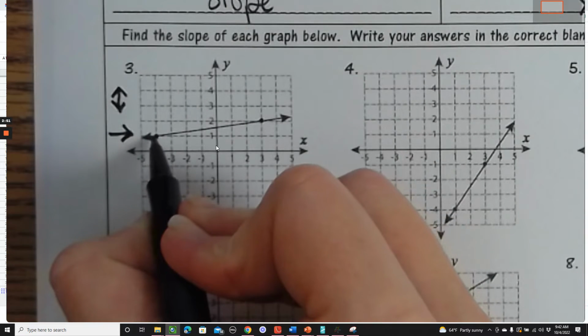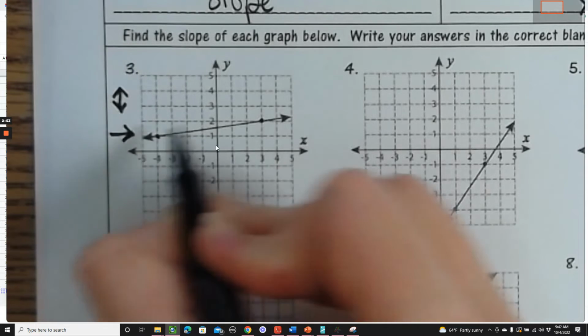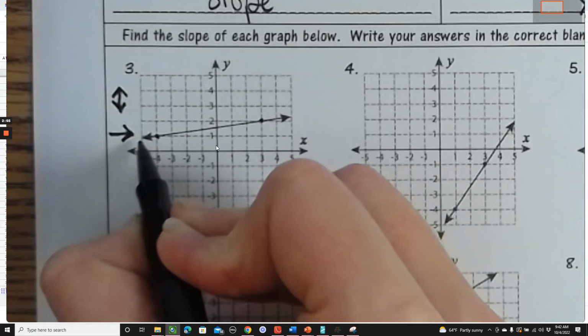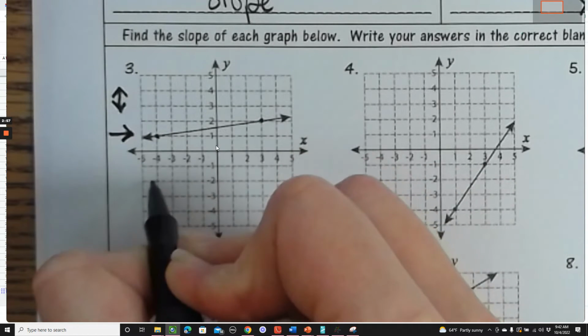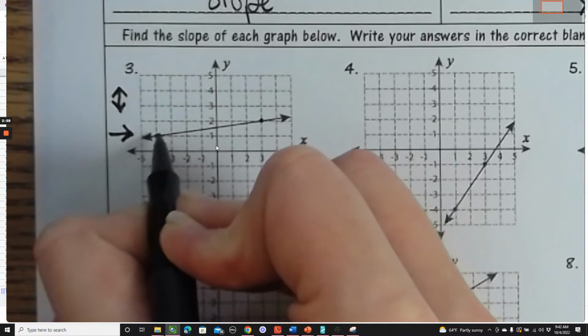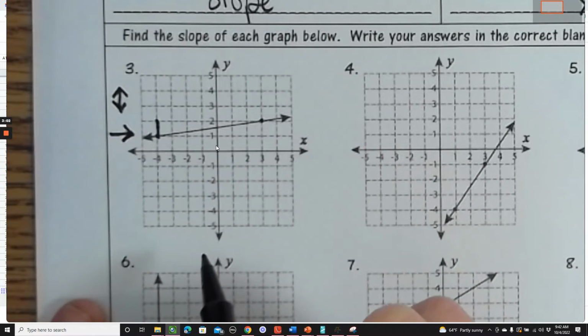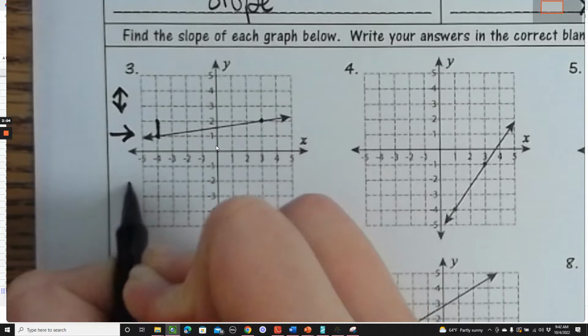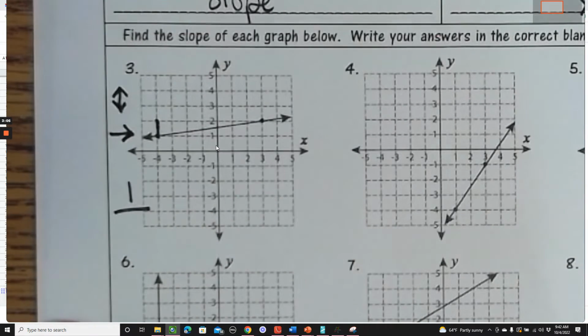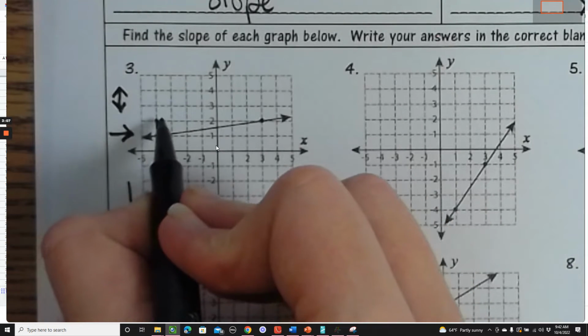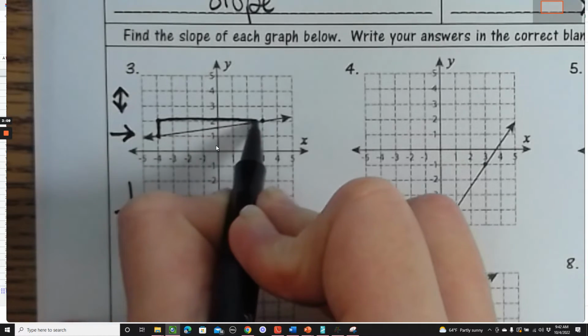So this is my starting point. From this point to this point, do I need to go up or down first? So I'm going to go up. How many do I need to go up? I go up 1, so that's the top of my fraction. Then I go to the right till I hit that point.